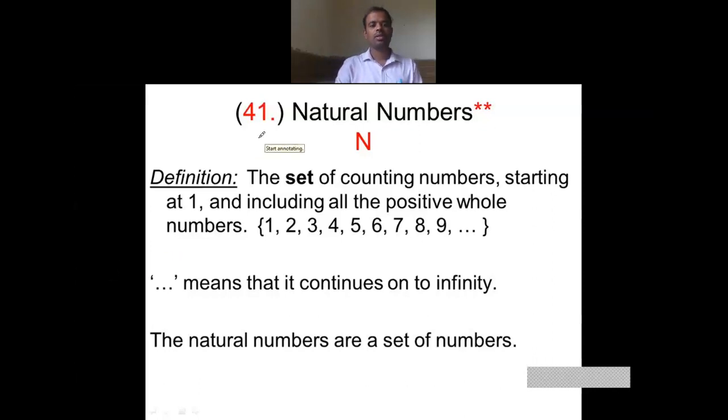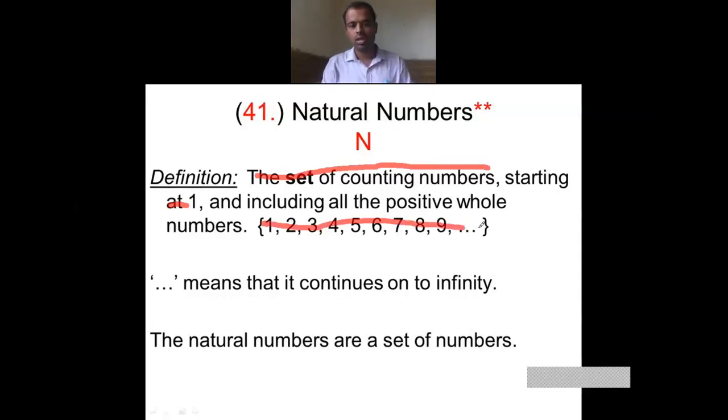Here they have given the definition: the set of counting numbers. The set of counting numbers may be 1, 2, 3, 4, 5, 6, 7, 8, 9, 10, whatever it may be. The numbers which we use for counting, we call counting numbers. Starting at 1, it means we have to start from 1. So from 1, 2, 3, 4 up to infinite numbers, we call them natural numbers, including all positive whole numbers. All positive means it must be a positive number.